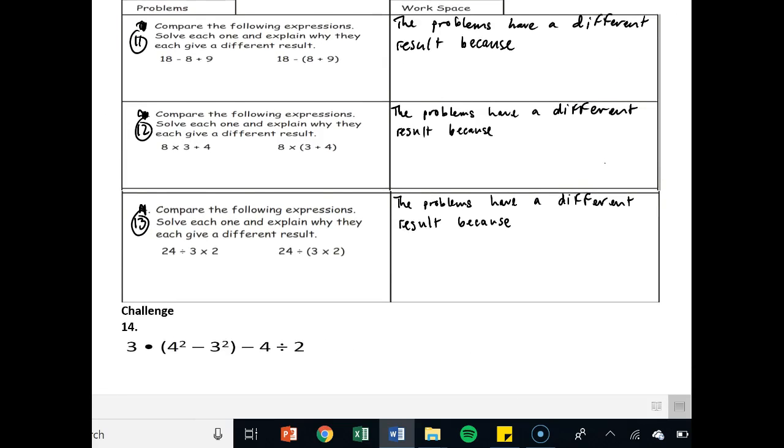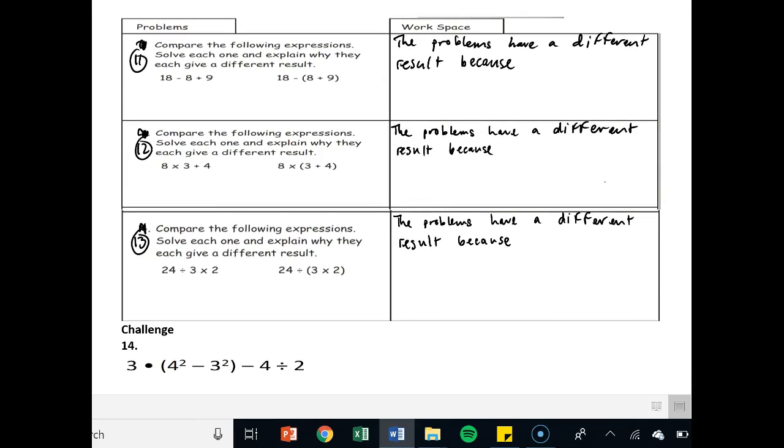All right, problem number 11, it says, compare the following expressions and solve each one. Explain why each give a different result. So for 18 minus 8 plus 10, we'll just use PEMDAS. 18 minus 8 is 10 plus 9 gives you your answer of 19. In this case, I have to go ahead and do 18 minus the parentheses first, which is 8 plus 9, which is 17, gives you your answer of 1. So why did we get 2 different answers here? We got 19 in the first one, and we got 1 in the second one.